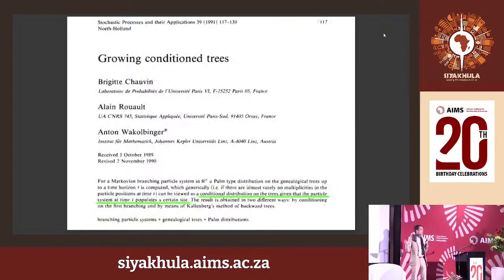growing conditioned trees. That's a title only Anton Kolbinger can proudly say and write down, such a picturesque title. We really grow conditioned trees. Okay, we are mathematicians, we are not growing trees in the garden. In some sense we are. And what is he essentially doing? What is this model doing?